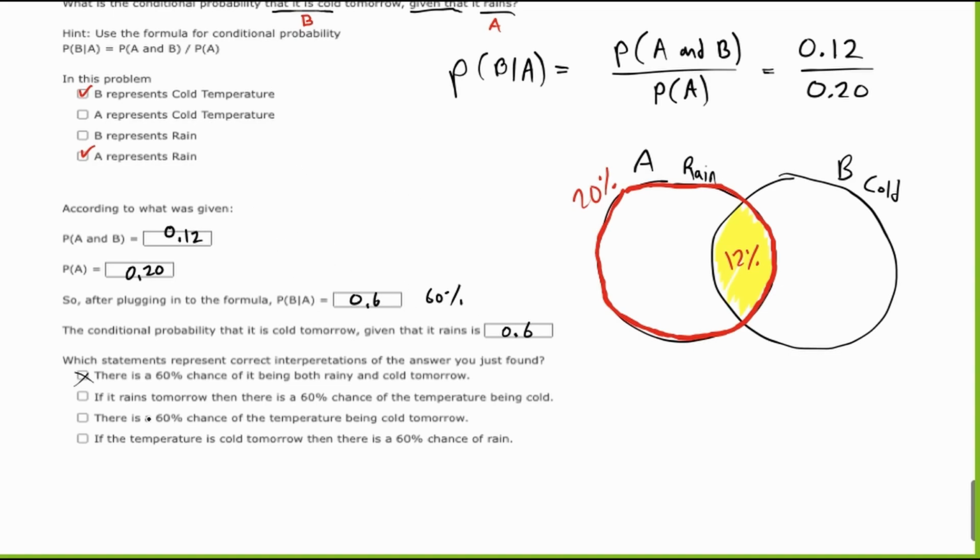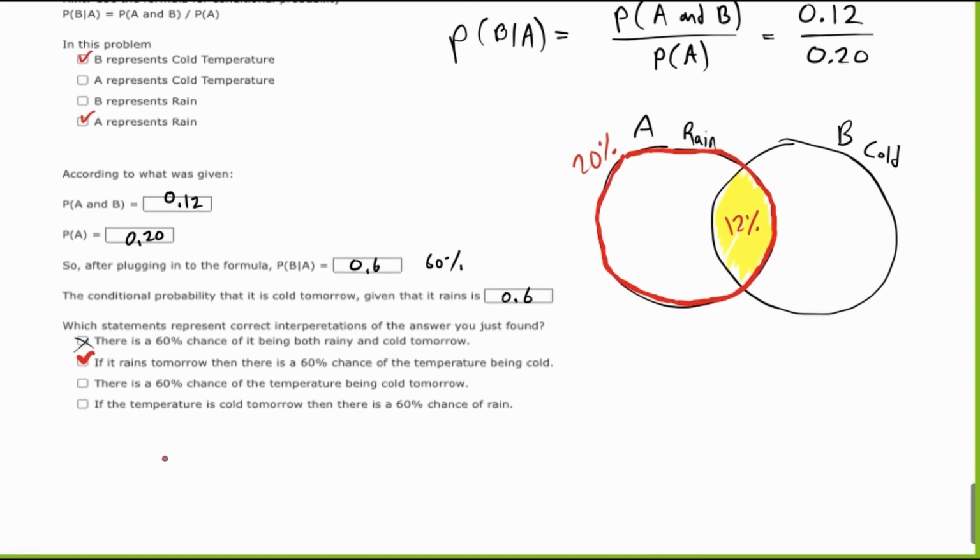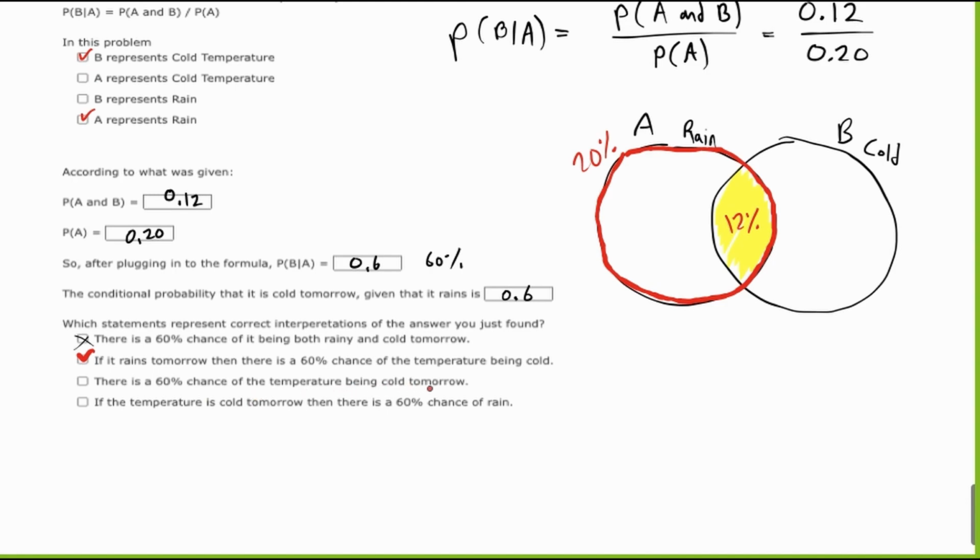Yes, that is the one we want. That's another way to say what's the chance of it being cold given that it rains. If it rains, then, what's the chance? So yeah, that's true. There's a 60% chance of the temperature being cold.